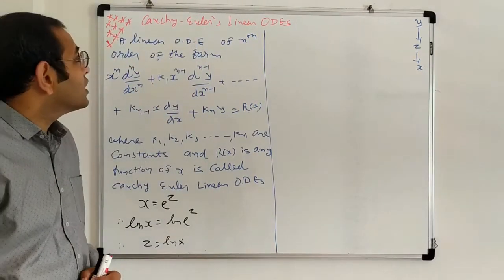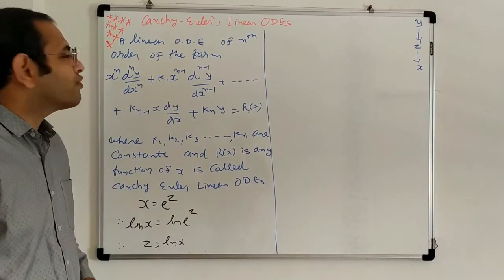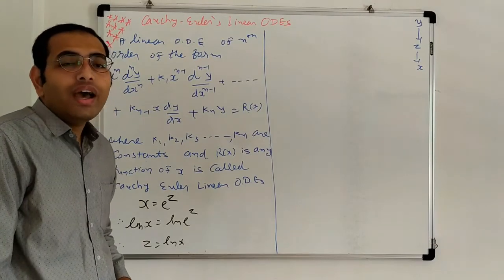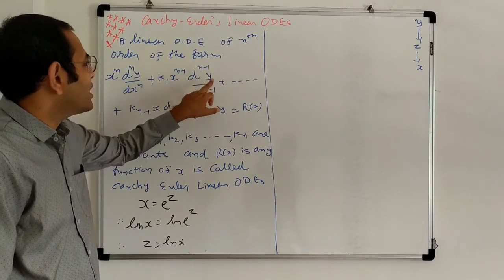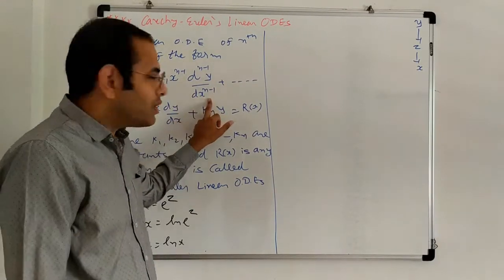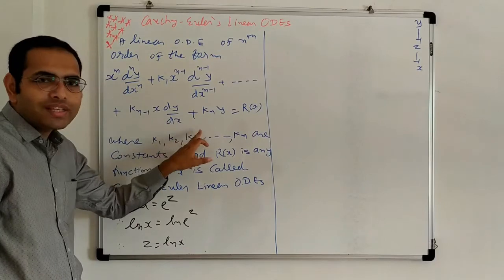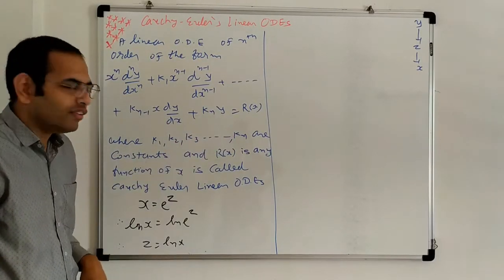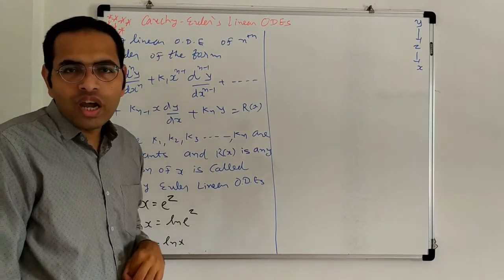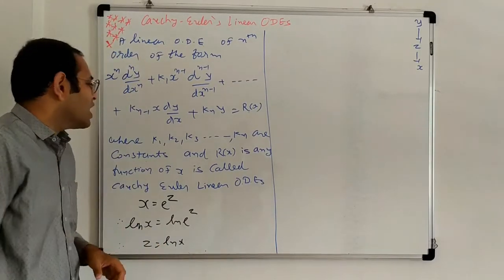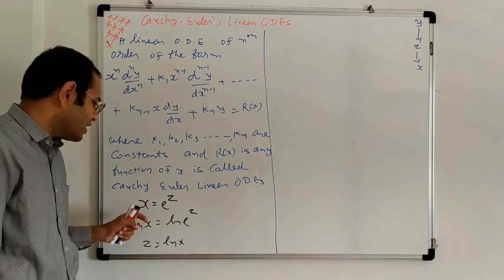First of all, a linear ordinary differential equation of nth order of the form x^n d^n y/dx^n plus k1 x^(n-1) d^(n-1)y/dx^(n-1), and so on, plus k(n-1) x dy/dx plus kn y equal to r(x), where k1, k2, k3, k4 and so on are constants and r(x) is any function of x, is called Cauchy-Euler's linear ordinary differential equation.